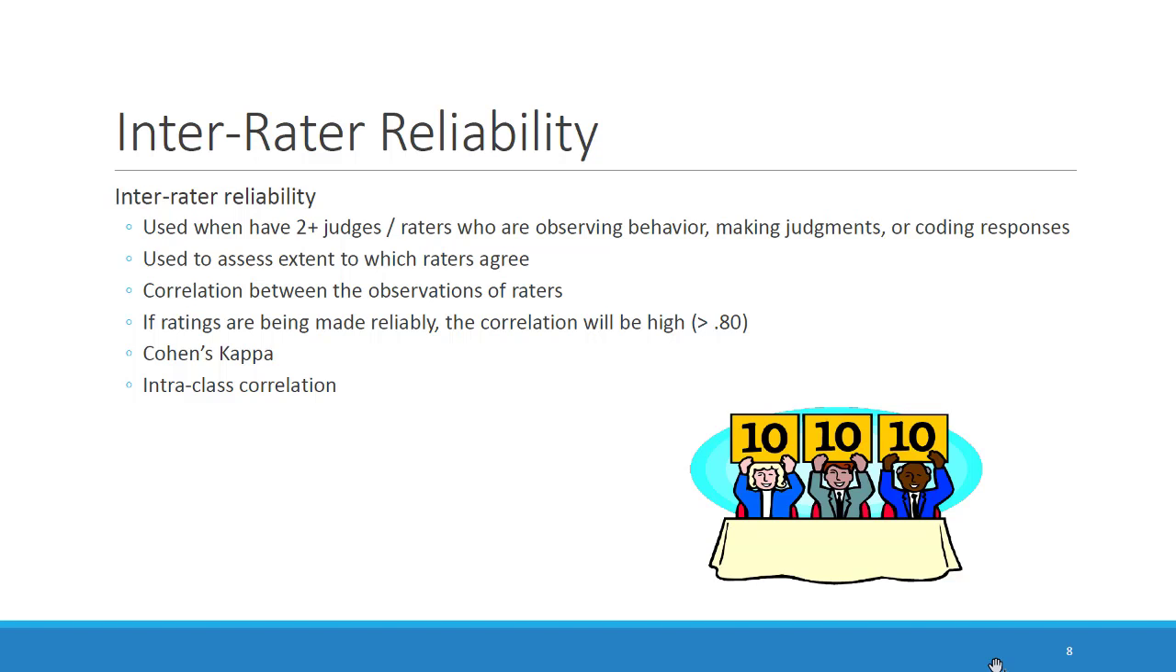Inter-rater reliability is used to assess the extent to which raters agree with one another. So you can take a correlation between the observations of raters, and if ratings are reliable, the correlation should be high, for instance, greater than 0.8. Some other measures that are used to determine inter-rater reliability include Cohen's kappa and an intraclass correlation, or an ICC for short.